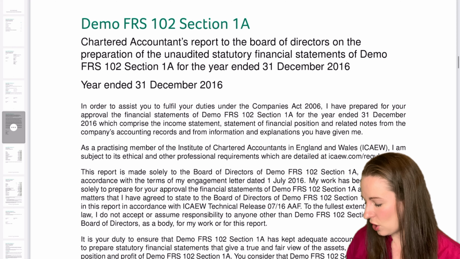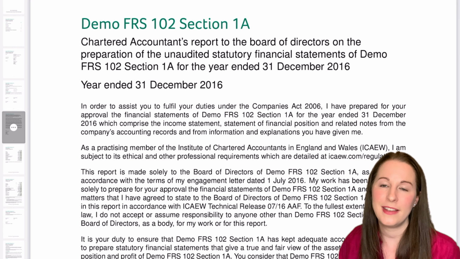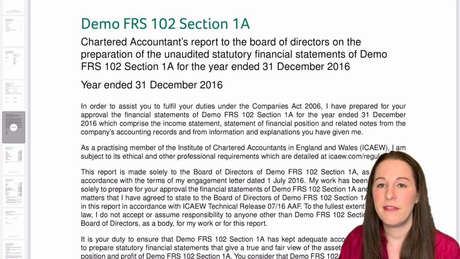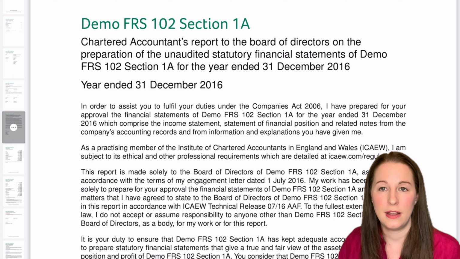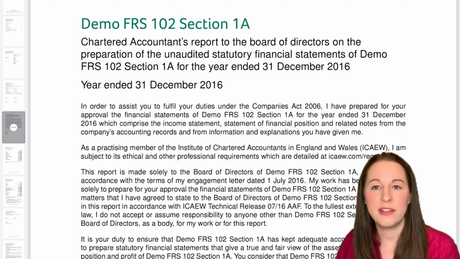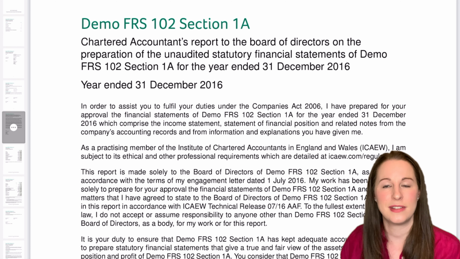This then leads us on to our next page, which is basically the accountant's report, which says we've prepared these accounts, we've done them to the best of our abilities, we've confirmed the information with the client, with the company, but they're not audited. And that's kind of the key phrase here. This isn't an audit report, this is just a preparation report to say that we as accountants have prepared these under these standards.